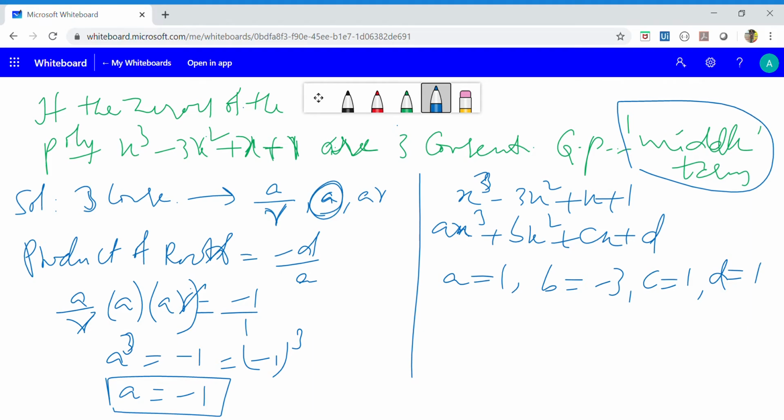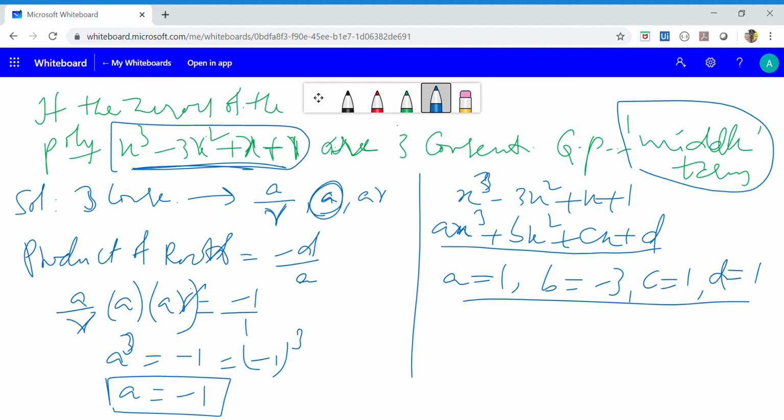Here there is no need to actually find the zeros of the given cubic polynomial. Just simply compare it with the standard form of the third degree cubic polynomial and find the a, b, c, d values. After that you can find the product of roots or product of zeros, which is minus d by a.